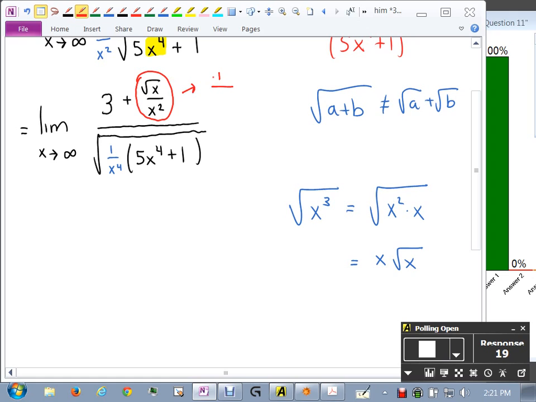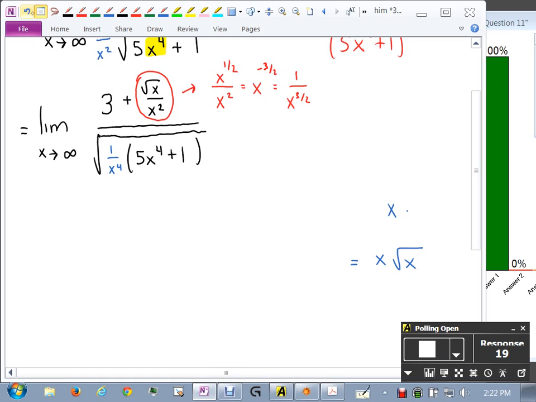That's really 1 over x to the what power? I'm not doing a limit. I'm just trying algebra here. That's x to the 1 half over x squared, right? To do this, you do 1 half take away 2. 1 half minus 2 is negative 3 halves. x to the negative 3 halves, but we don't like to write it that way. We'll write it 1 over x to the 3 halves. Is that all right?